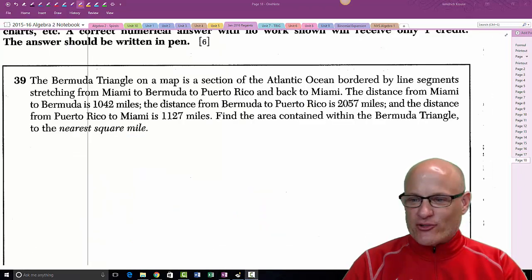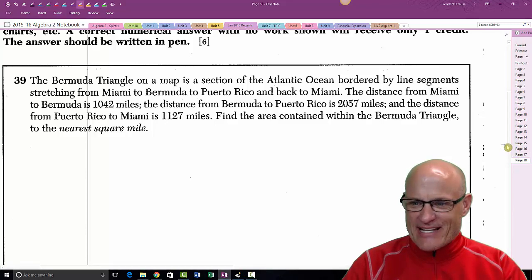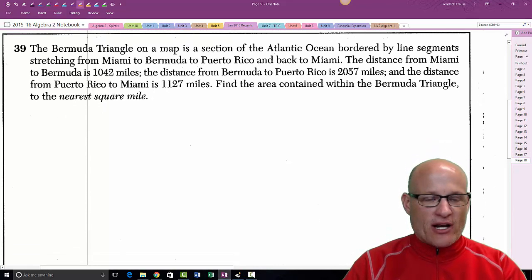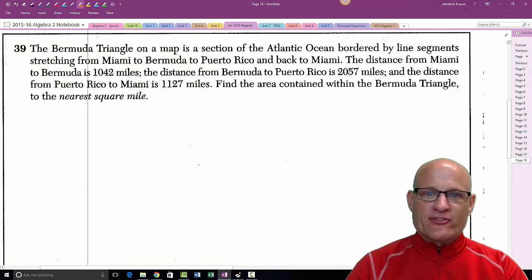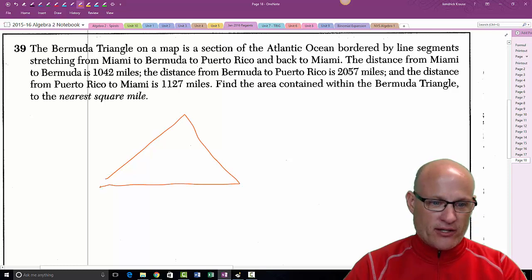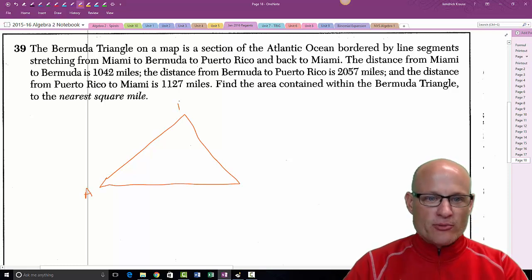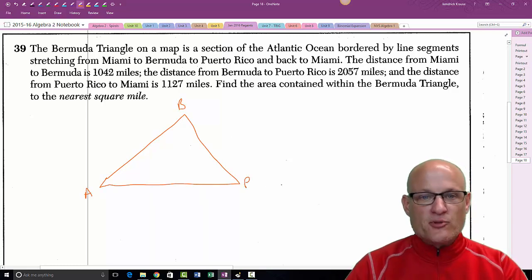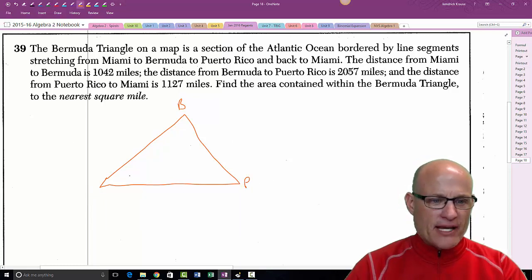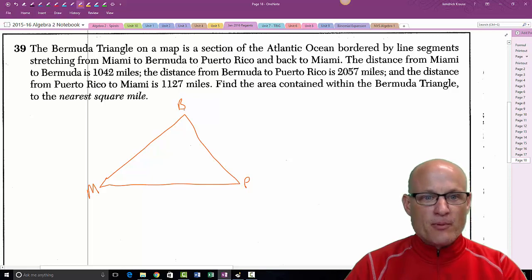All right, for us math teachers, it's always a big question: what will that last problem be? So this looks like it's a triangle question. The Bermuda Triangle, obviously a triangle question. On a map, a section of the Atlantic Ocean is bordered by line segments stretching from Miami to Bermuda to Puerto Rico. So really, what they're telling you is you have a triangle from Miami to Bermuda to Puerto Rico. So we'll do A. Well, I don't have A. How about M? Miami to Bermuda to Puerto Rico and back to Miami.